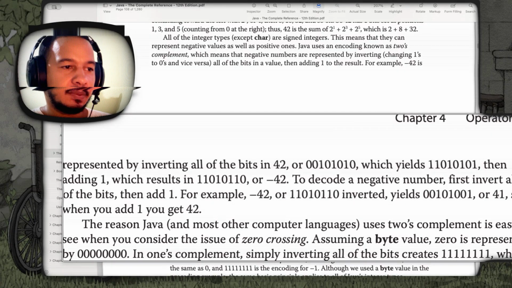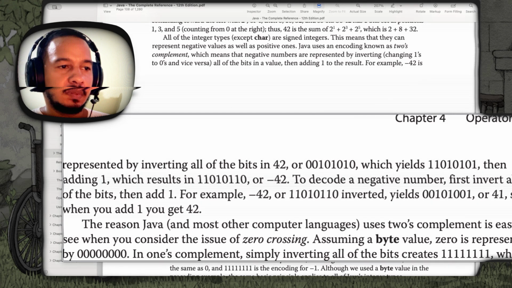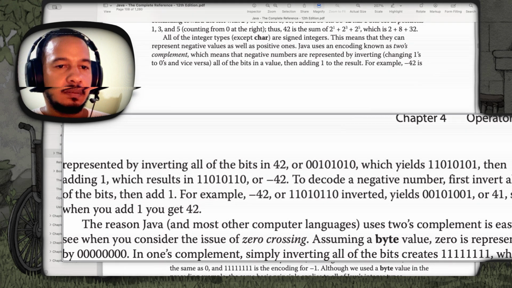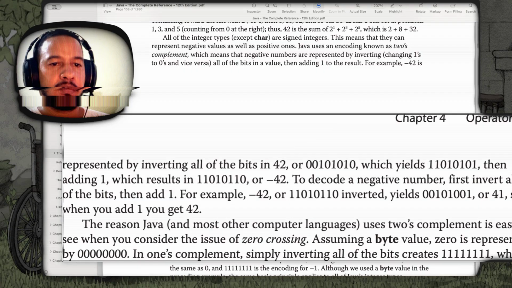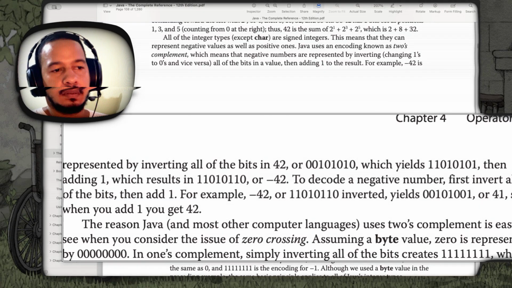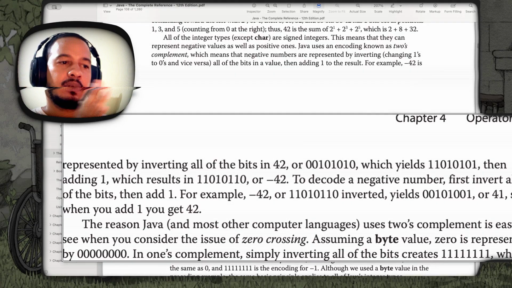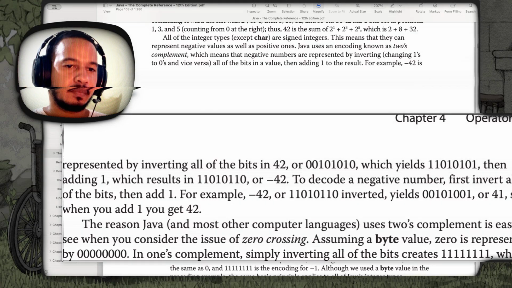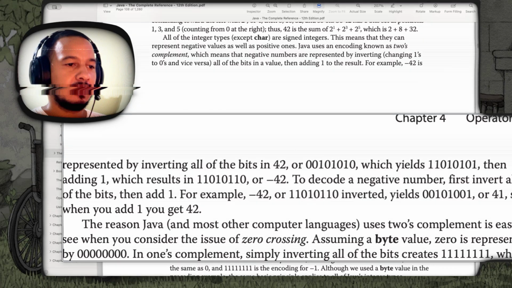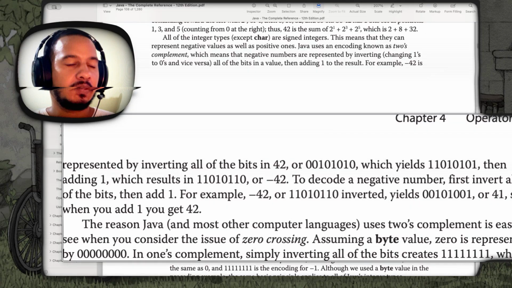So where did they add the 1? Let's see, 1, 1, 0, 1, 0, 1, 0, okay. So it just looked like you flipped the position from the 1 at the end forward. That's what it looks like.